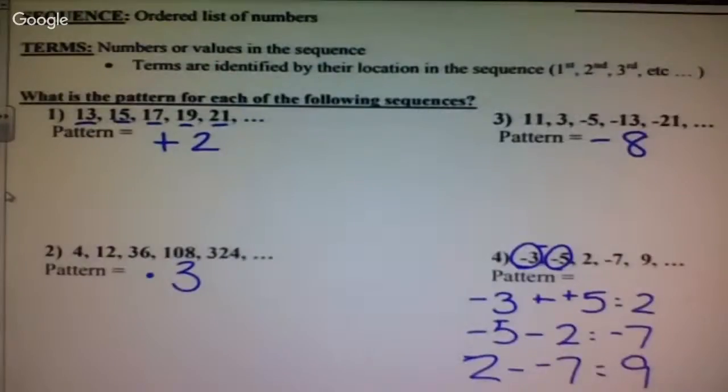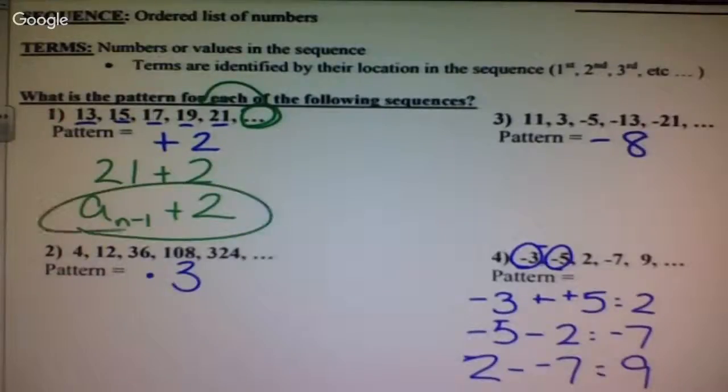So let's go back to this. In order to get this next number, what would I do mathematically? You would take what and add 2? 21 plus 2. So you went back 1 space and then added 2. So this would be a sub n minus 1 plus 2. That's your recursive rule.